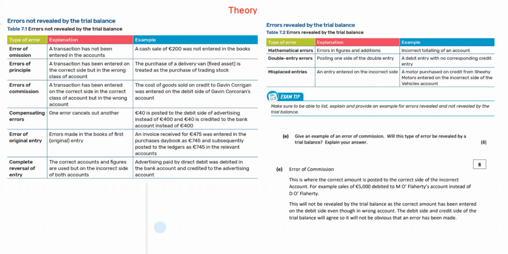So what they're actually saying is, if you had journal entries, you would have, let's say, sales, and you would have M. O'Flaherty. So what we're saying is sales will go up 5,000. As the P&L figure goes up, it's on the credit side. And Flaherty's account will be 5,000 as well on the debit side. So because they balance, the double entry is correct, it won't be revealed by the trial balance. So that is the end of that very long question.